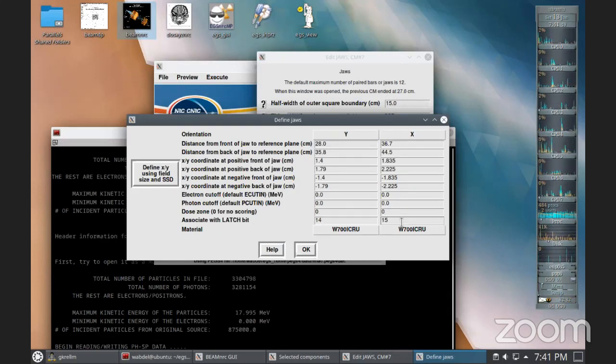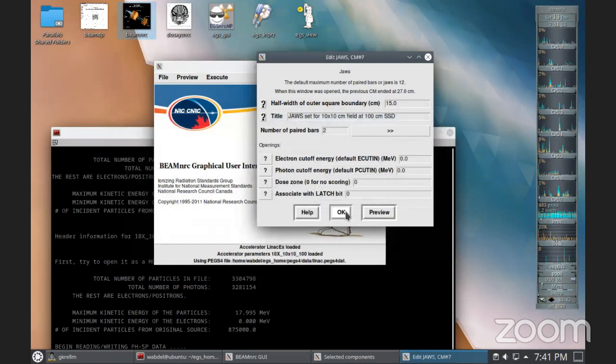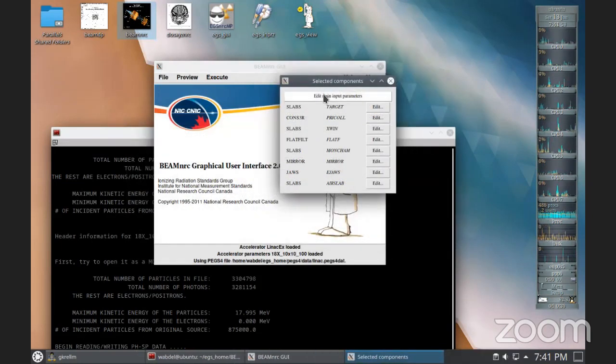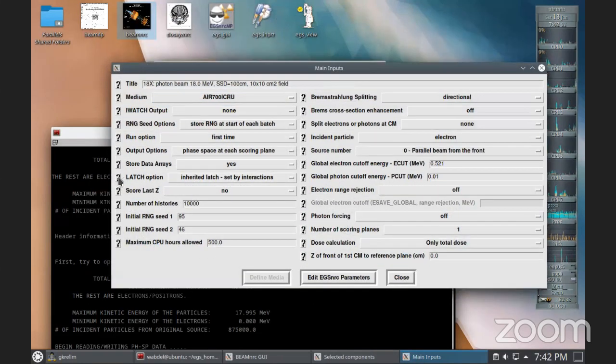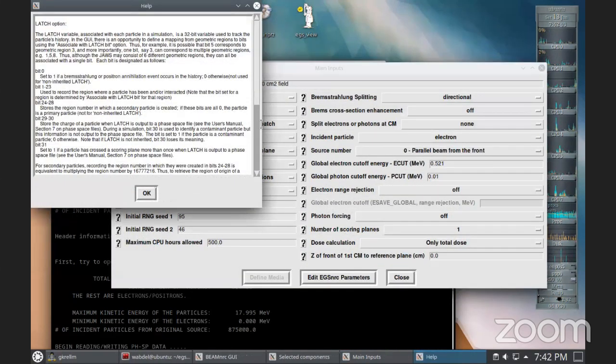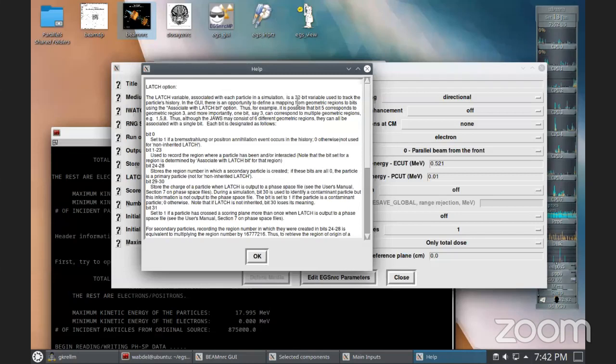The number of bits, I'm not sure. Probably there are 16. I'm not sure about the document about that, there is a limit to the number of latches. Let's look at here. Maybe it shows that the latch is 32 bit. So probably used to track the particle's history in the GUI. There is an opportunity to define mapping from geometrical regions to bits using the associated with latch bit option.